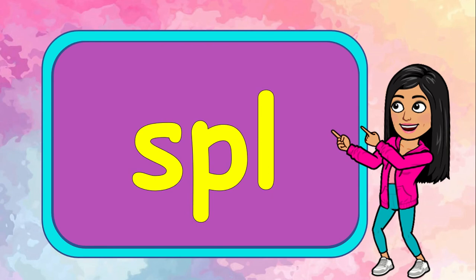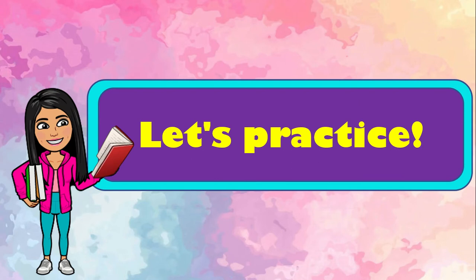So for the next activity to practice the words with the spool sound, we have to listen carefully. Okay? Before we start, let's say the sound of S, P, and L again. What sound does S, P, and L make? Spool. Again, sound it out loudly. Spool. Wonderful. Now let's practice.